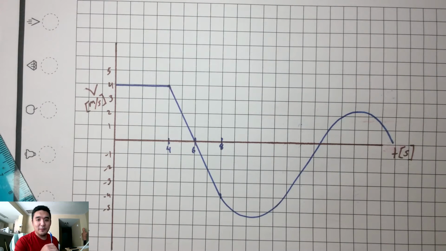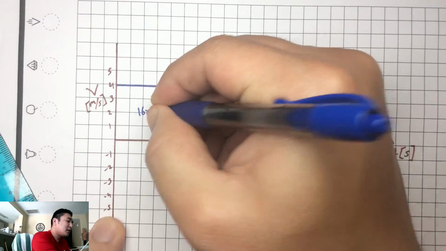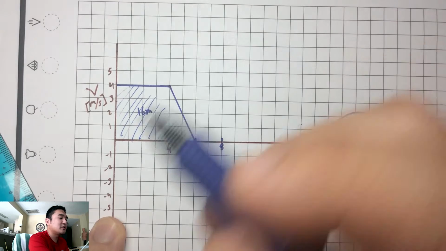So, very first part, we have an object. It's moving at a constant rate. Average velocity is its velocity. So 4 meters per second for 4 seconds. How far did you go? Well, 4 meters per second for 4 seconds. You went 16 meters. That also happens to be the area of this first initial square.